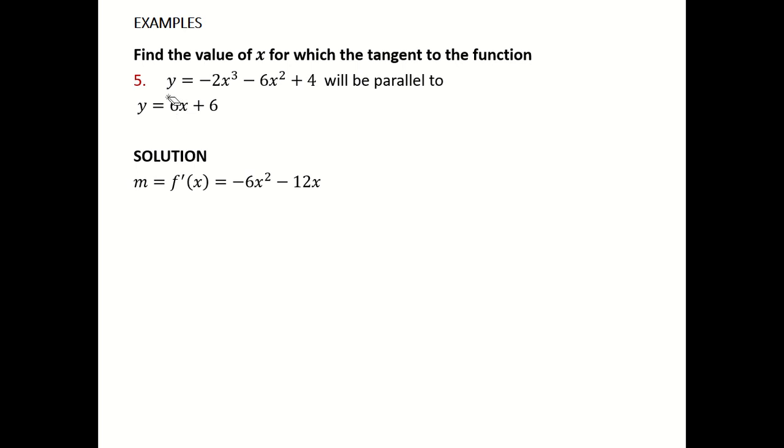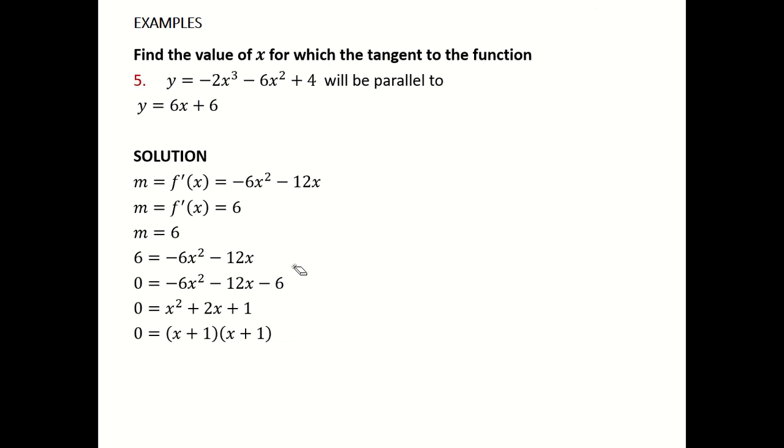m is simply the gradient of the tangent, because they told you that the tangent is parallel to this line. So basically the tangent and this line share the same gradient. So we can assume that the gradient of the tangent will also be equal to 6. So m is equal to 6. Where there's m, I'm going to substitute that 6 and try to find my x value. I will have a trinomial that I need to factorize, and my x value will be equal to minus 1.